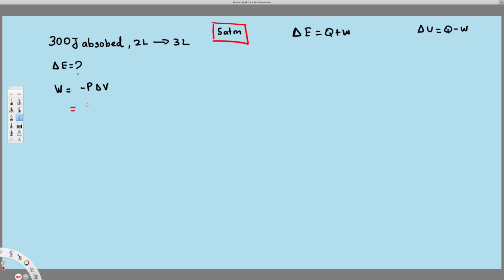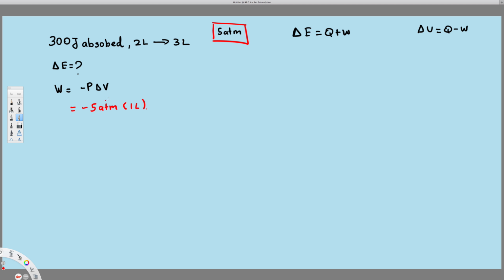So here we are going to use minus P delta V, where P is 5 atm, so minus 5 atm times delta V, which is final minus initial, that's just 1 liter, right? So we have this one right here.